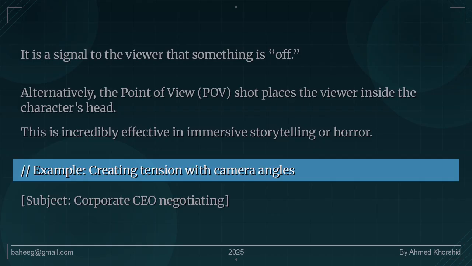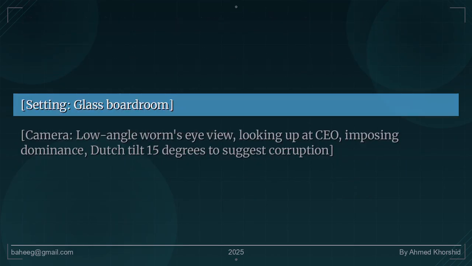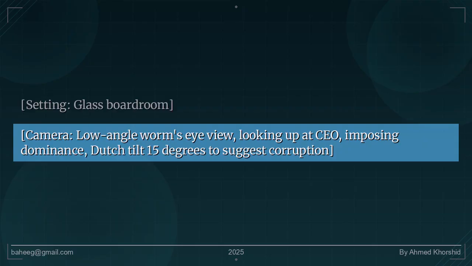For example, creating tension with camera angles. Subject: corporate CEO negotiating. Setting: glass boardroom. Camera: low-angle worm's eye view, looking up at the CEO, imposing dominance, Dutch tilt 15 degrees to suggest corruption.